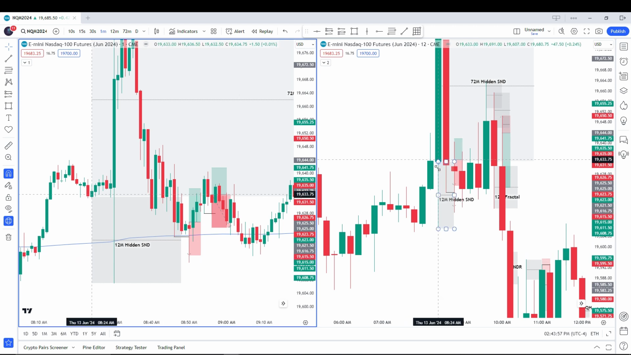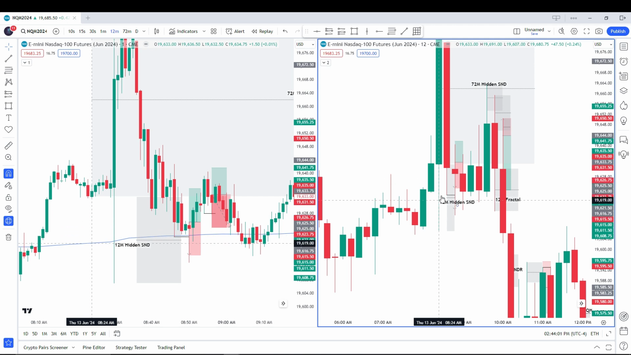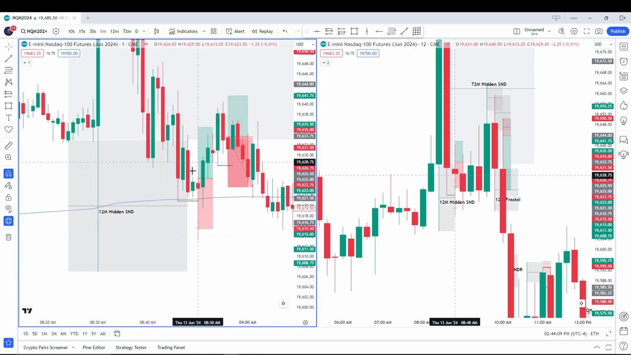But on the 12-minute, what really stuck out to me was this 12-minute wick right here, which, like I mentioned, would be a hidden SND. So I waited for the 50% of that to be tapped. This was actually a beautiful, perfect trade right here. So you had that 12-minute hidden SND mitigated.